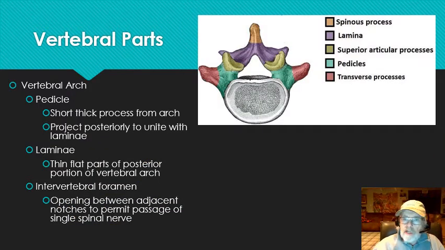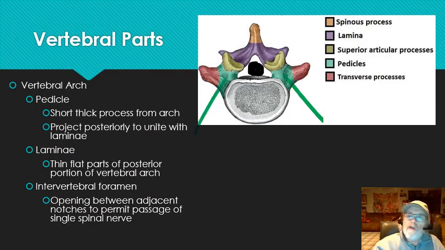Now, when I look at that archway again, the spinal cord is going to be sitting right inside of here. If I look at the archway, it can be divided into a number of different parts. This area right here that's in green is called the pedicle. Very short, but it's called the pedicle.